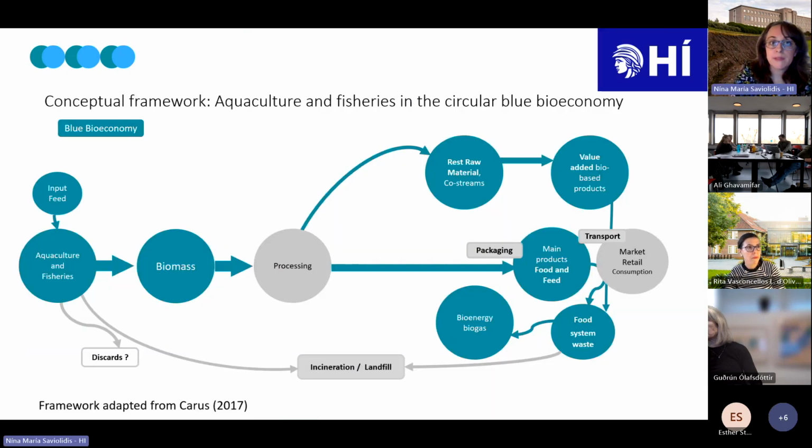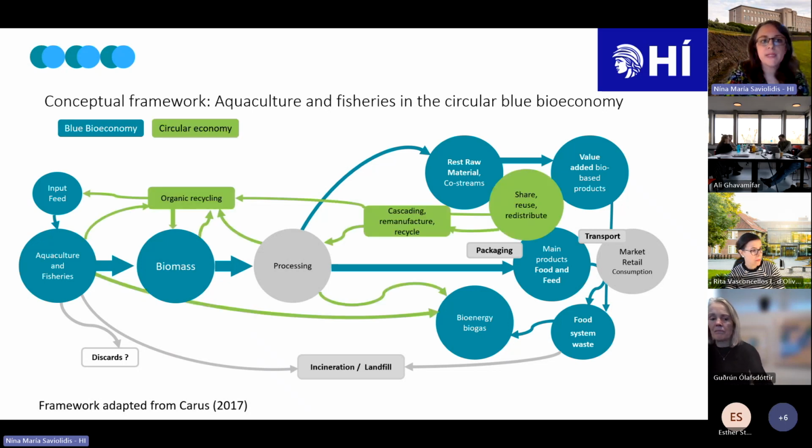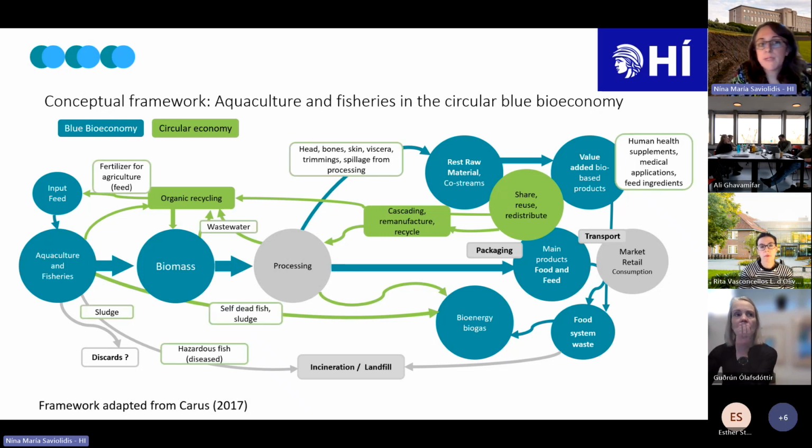So we came up with an adapted conceptual framework from the literature. I won't go into this very much, but it combines principles of circular economy with the value chain of the blue bioeconomy, especially to do with aquaculture and fisheries. And we added some of the activities from our colleagues to do with mapping.